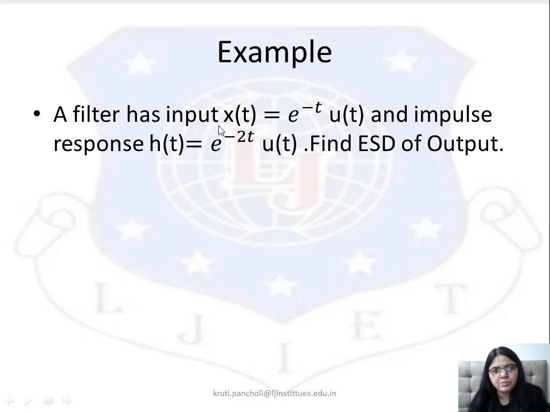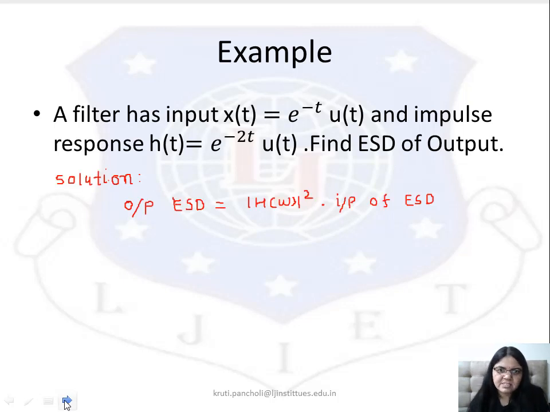Now we'll solve the examples based on this. A filter has an input x(t) equal to e raised to minus t u(t), and impulse response h(t) equal to e raised to minus 2t u(t). Find the ESD of output. The solution is, what is my equation as you have studied earlier? An LTI system having the input x(t), output y(t), the system having the impulse response h(t). So I said that y(t) is equal to x(t) convolution with h(t).